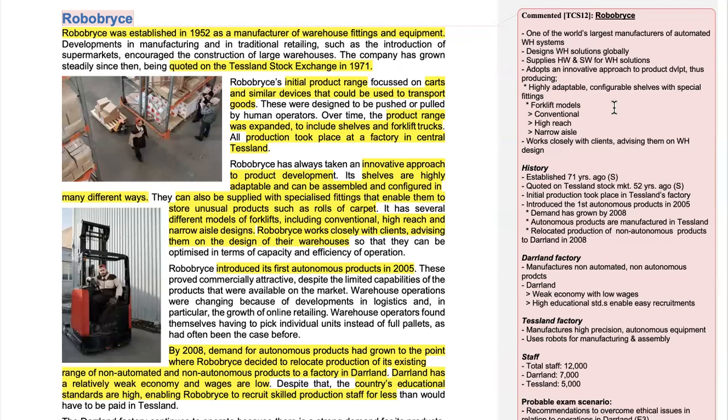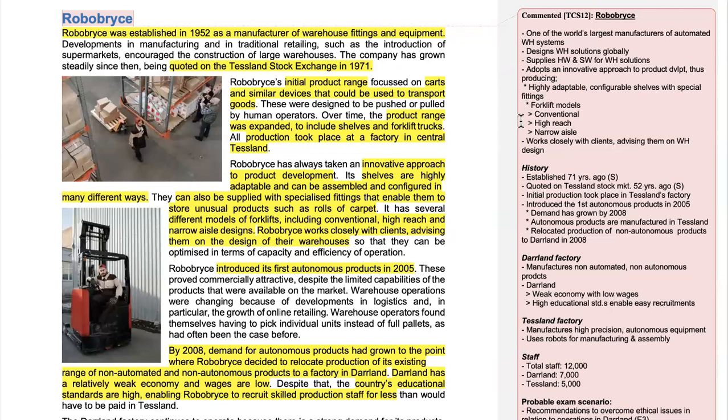So this company is involved with not only manufacturing autonomous and non-autonomous vehicles. Instead, this company is also involved with manufacturing shelving units, which are adaptable, configurable, and which carries special fittings. And on top of that, the company is involved with manufacturing different types of forklifts.